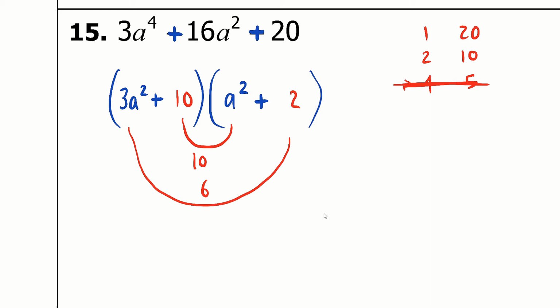So it's 3a squared plus 10, which I can't break down, times a squared plus 2, which I can't break down. So we are finished. That is the answer for number 15.